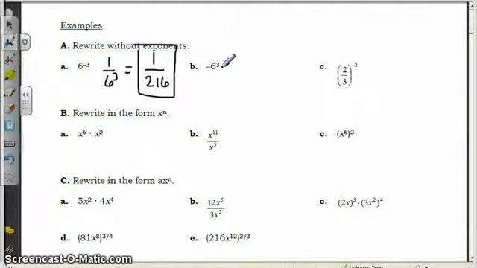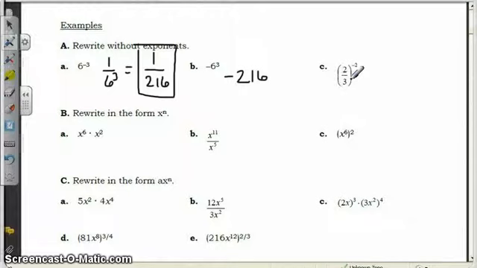Letter B, I would just do -6 times -6 times -6, -6 to the 3rd, which would be negative 216. Now be careful, when you do something to an odd power, the negative sign remains, but when you do something to an even power, the negative sign actually goes away. If I had just done -6 times -6, or negative 6 squared, that would have been positive 36 because a negative times a negative turns positive.